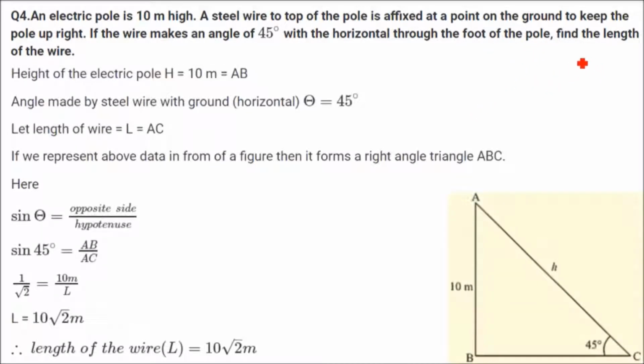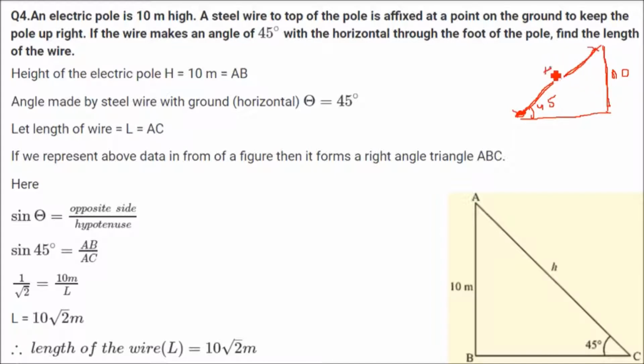Now here what is the scenario? We have an electric pole. There is a wire being attached and it is firmly fixed so that this pole remains straight here or fixed here. So the angle it is making is 45 degrees. So this is your pole, electric pole, and this is your wire. So the wire is making 45 degree. And what is the length of the electric pole? It is 10 meter. So we have to find out this length of the wire.